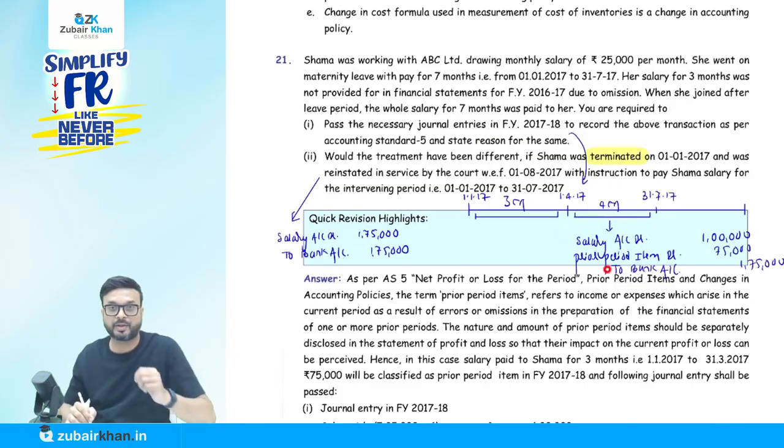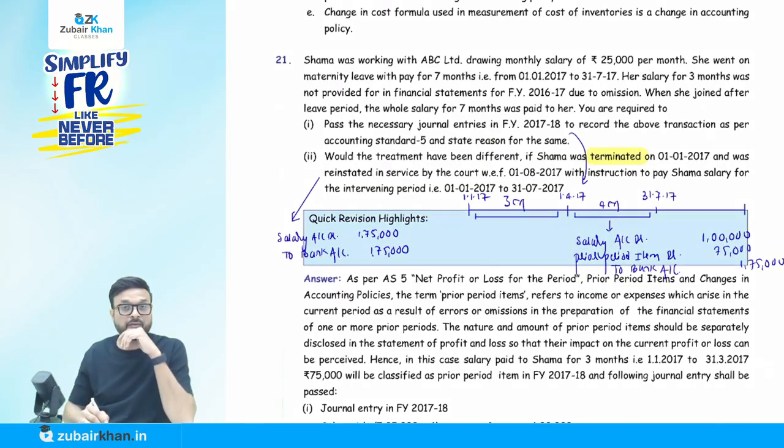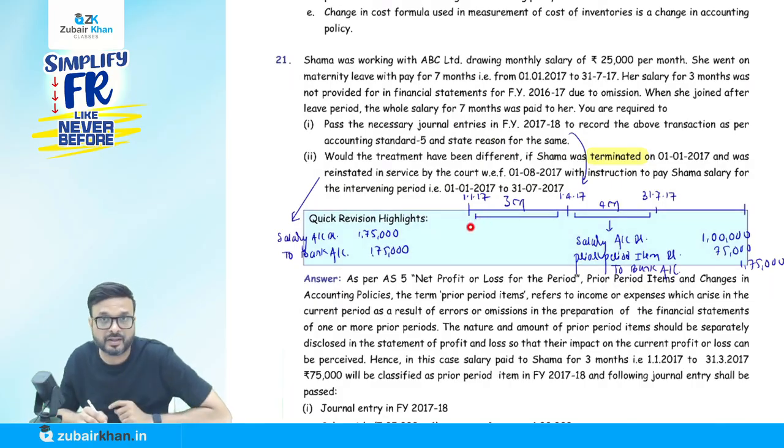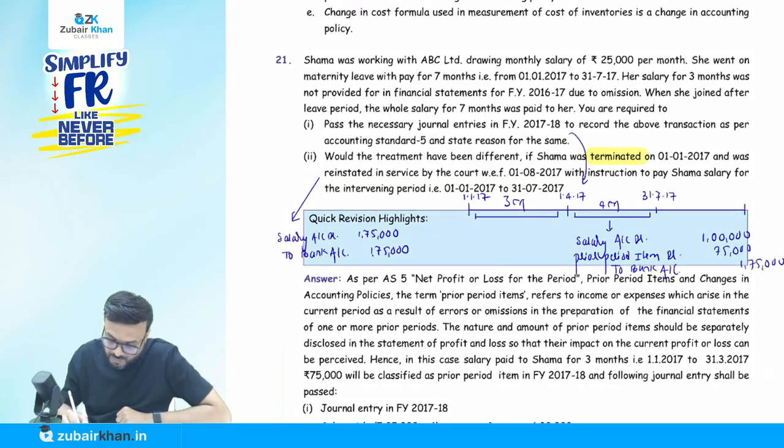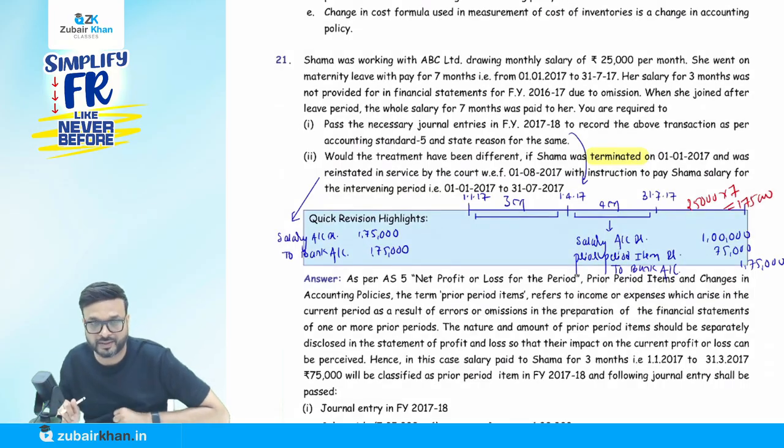Now please understand this point. She went on maternity leave on 1st of January 2017. She was on leave for 7 months, so till 31st of July. The year ends on 31st of March, so we didn't pay her for these 3 months that year. When she joined, we paid her for the 7 months. Her salary was 25,000 per month, so for 7 months that comes to 1,75,000, correct? Yes, 1,75,000.